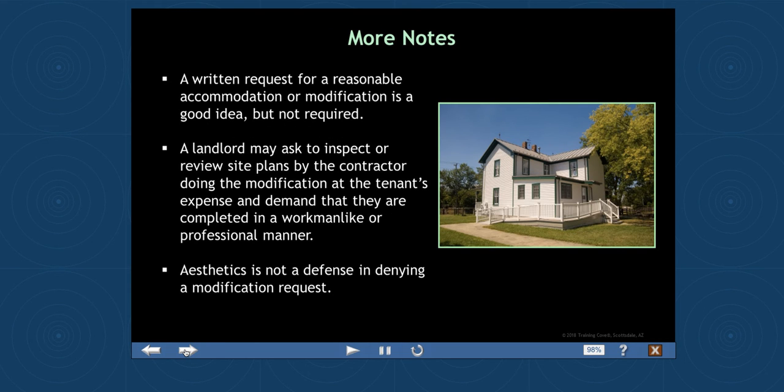A written request for a reasonable accommodation or modification is a good idea, but not required. A landlord may ask to inspect or review site plans by the contractor doing the modifications at the tenant's expense and demand that they are completed in a workmanlike or professional manner. Aesthetics is not a defense in denying a modification request.